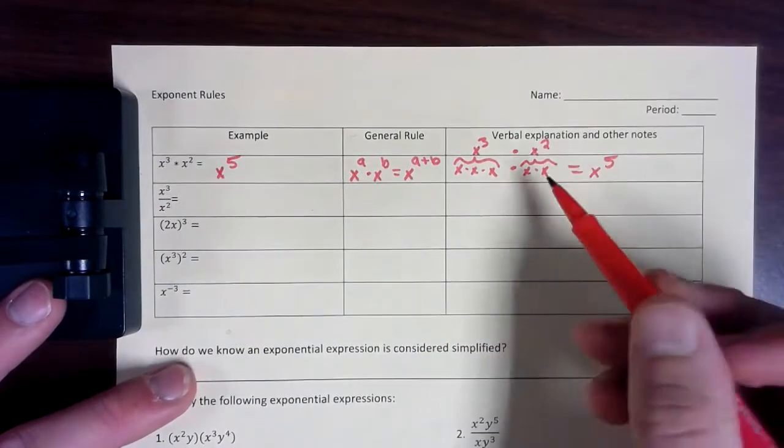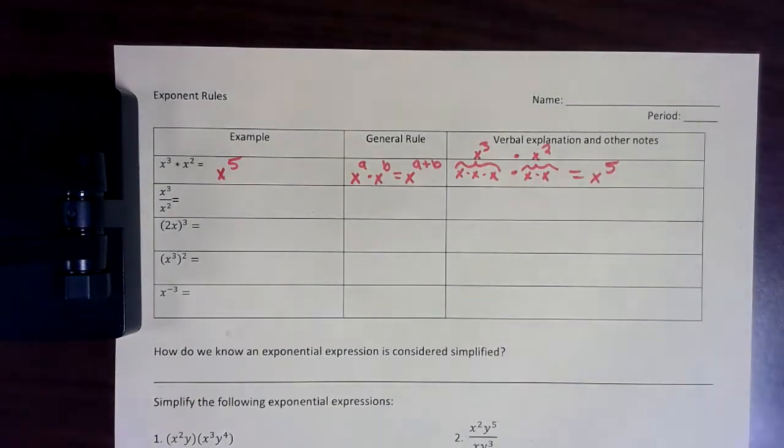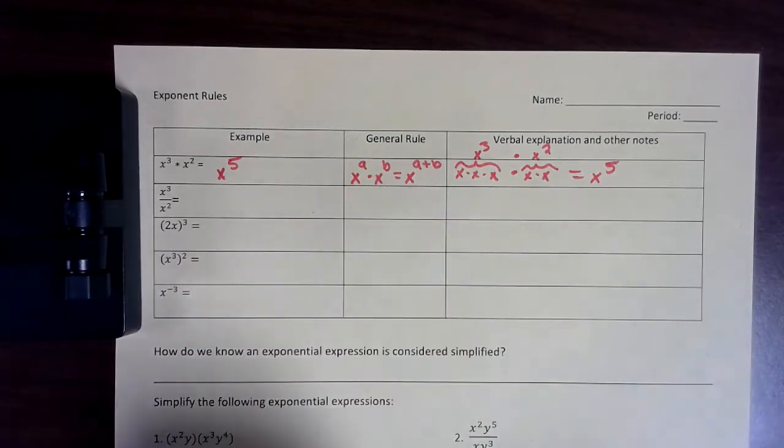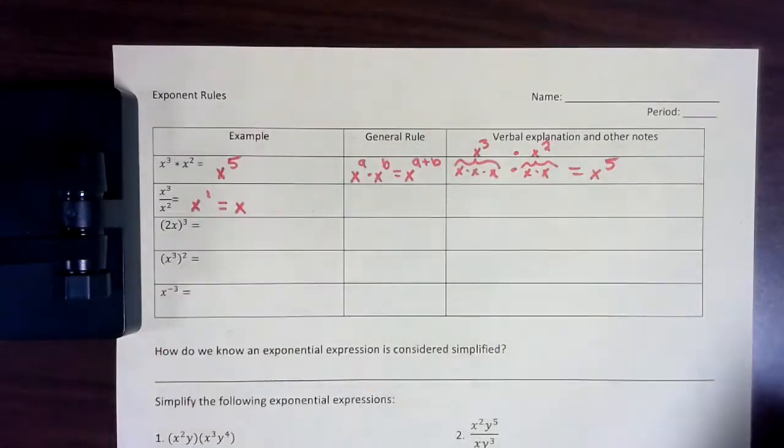So then in my head, I can be like, oh, yeah, to get to 5 with 3 and 2, I have to add those, right? So that's a way to help me figure out what operation do I do with the exponents. All right, well, if multiplying means we add the exponents, dividing means we're going to subtract our exponents. So this is x to the power of 1 or just x.